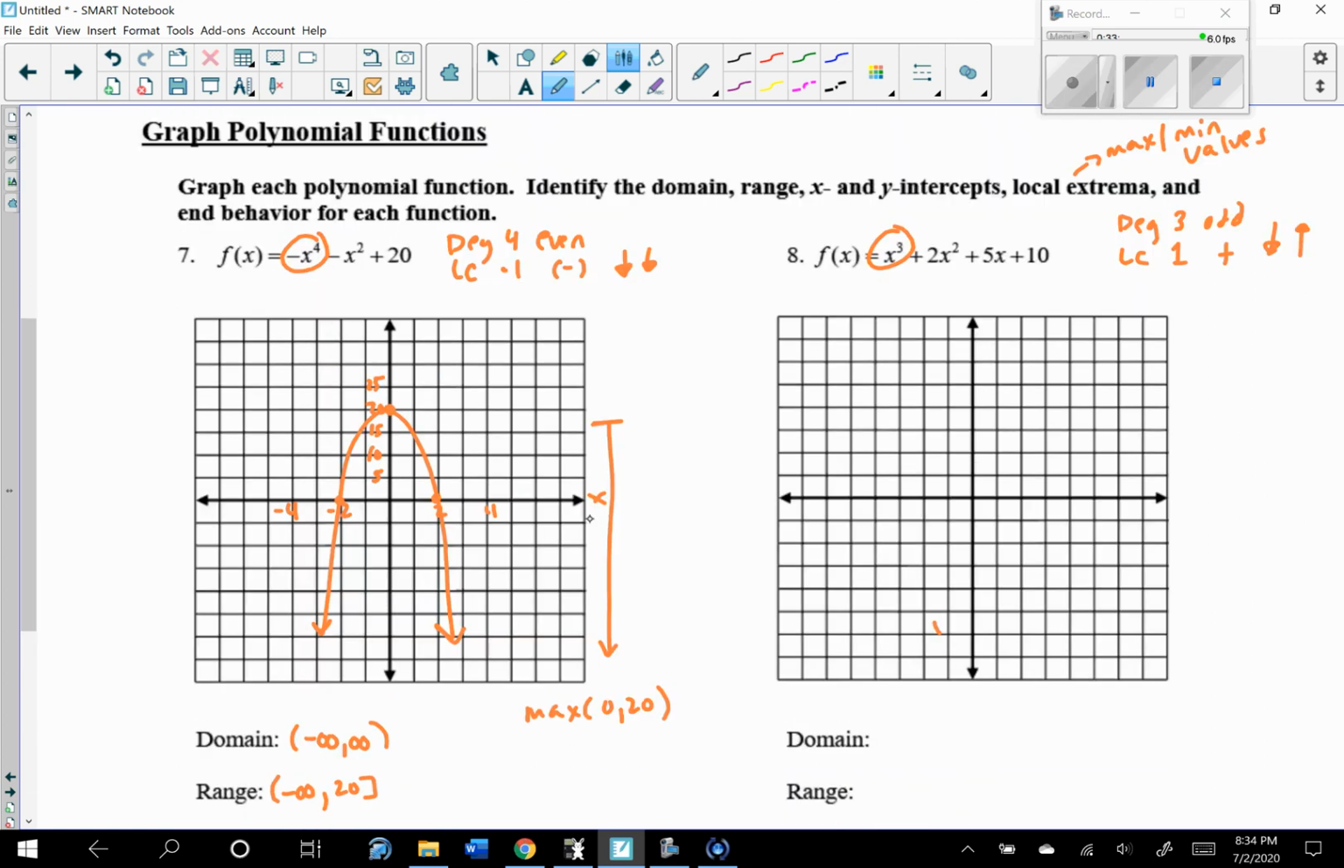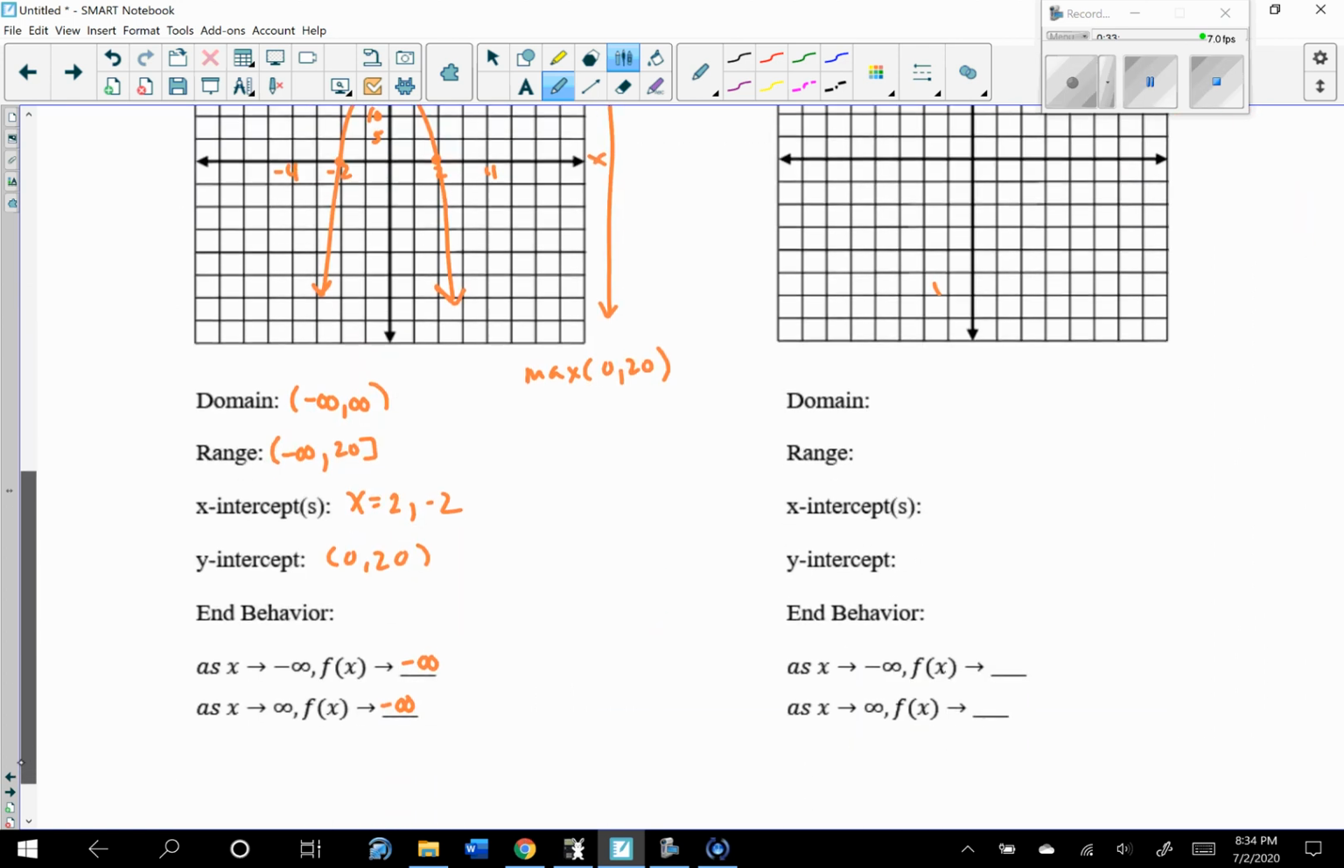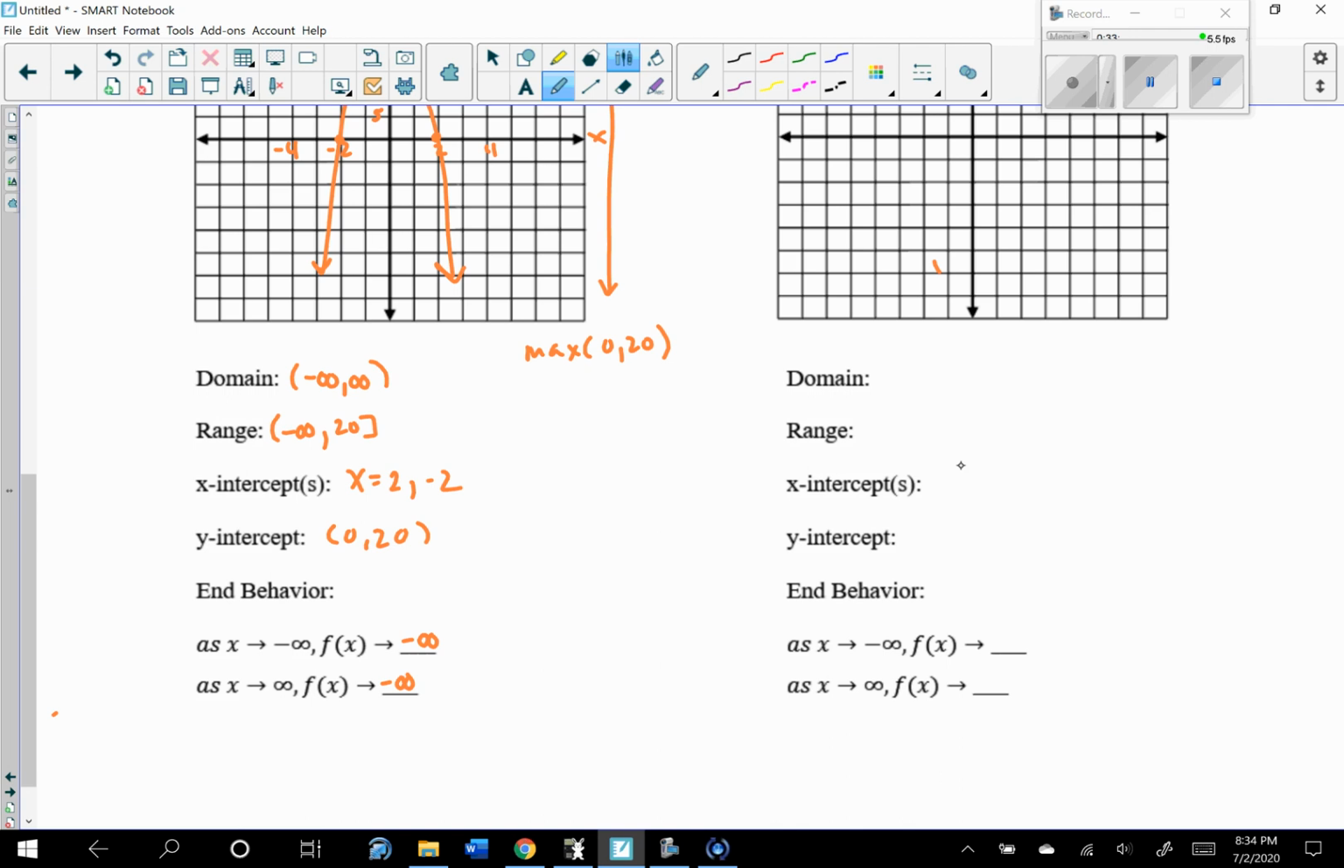So I have my x and my y-intercept. My x-intercept is at -2, y-intercept was (0, 10). Domain, all real numbers, and the range was also all real numbers.